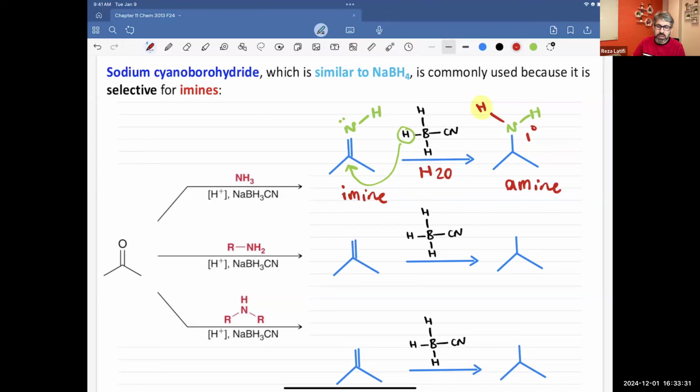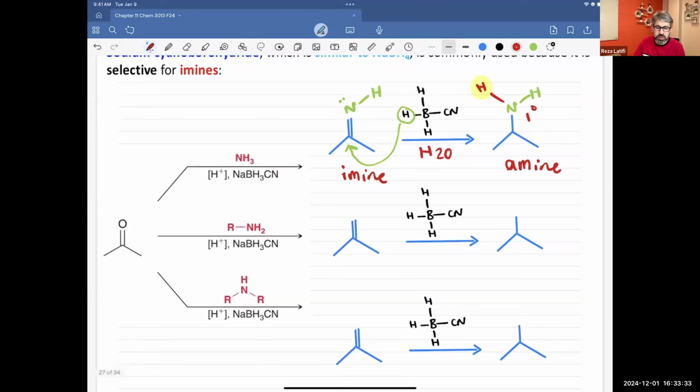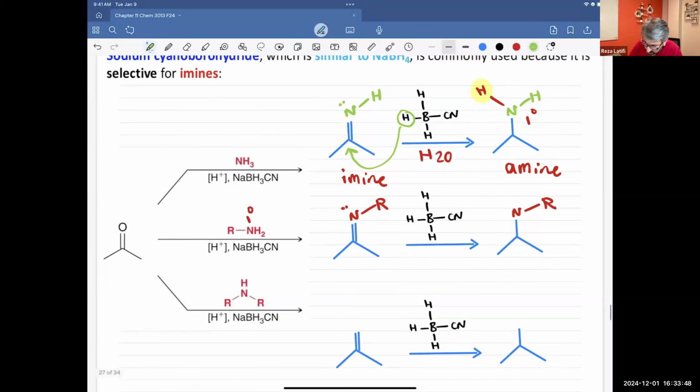Okay. And if you replace ammonia by a primary amine, in that case, you will have N attached to R. Yes, we have a lone pair again there. And now I have N attached to R, and there will be one hydrogen also attached to it, and we will have a lone pair. This is going to be a secondary amine.